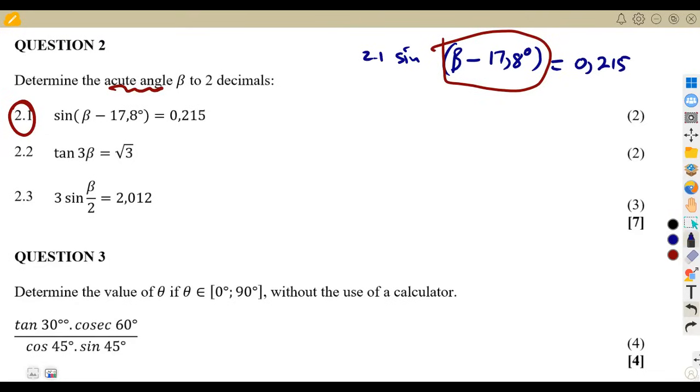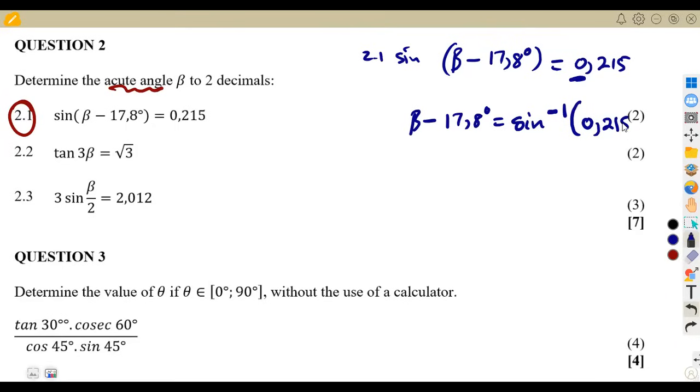So in order for you to remain with the angle, which is beta minus 17.8, it is going to be arc sine on the other side. So on this side, you're going to write arc sine of 0.215, all right? So that is going to be arc sine of the value that you're given here on the other side. So that means you now have the angle equal to this angle. So you can work out the value of beta, since these two are angles. So beta minus 17.8 is equal to the angle that you're going to get from this part. And remember, two decimal places in that case.